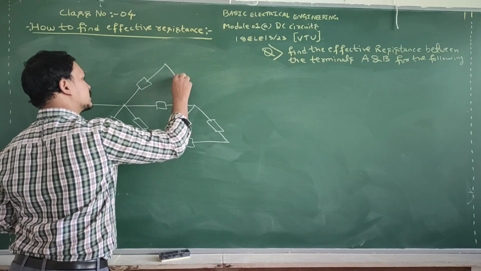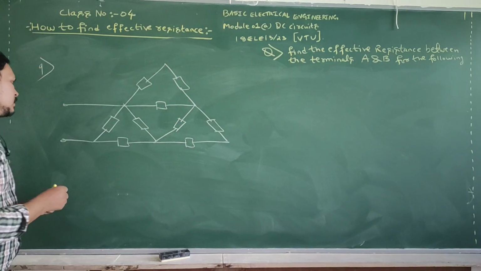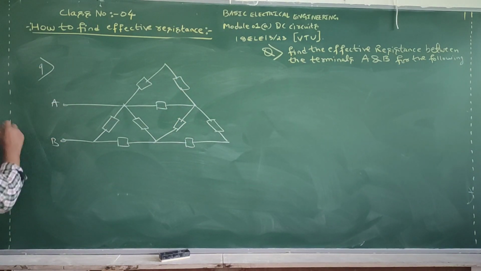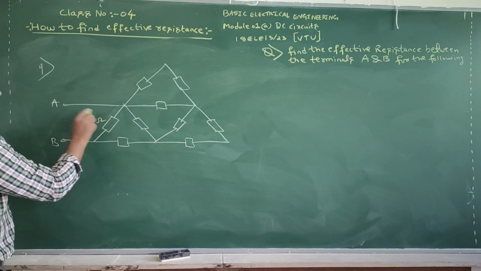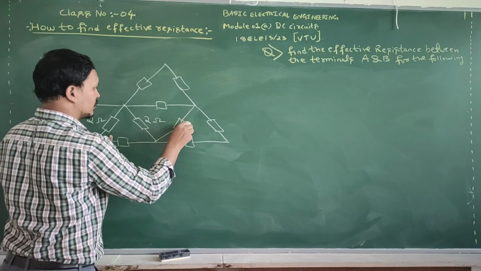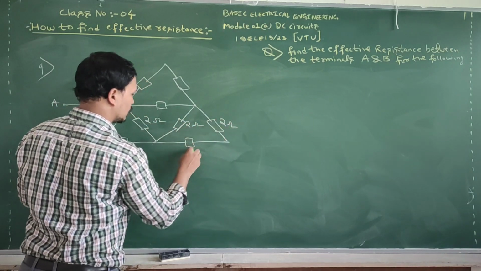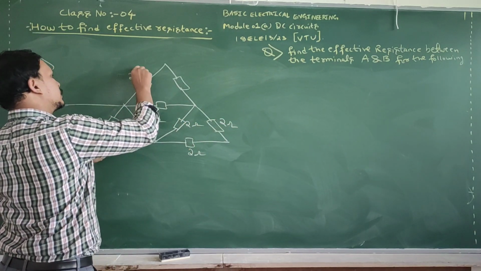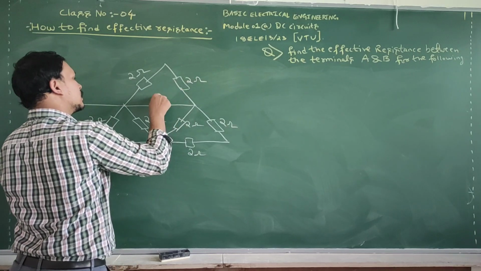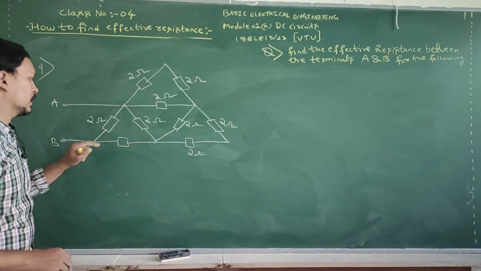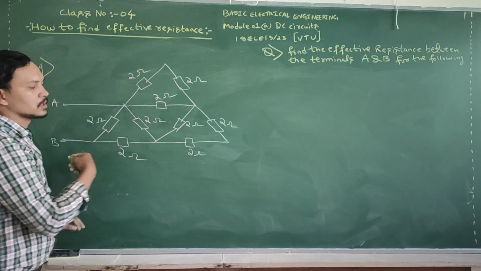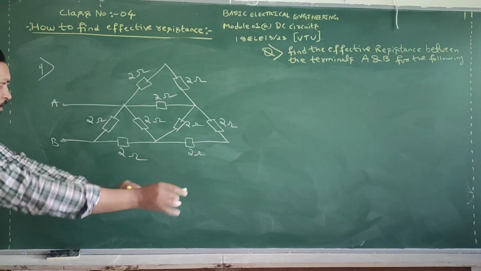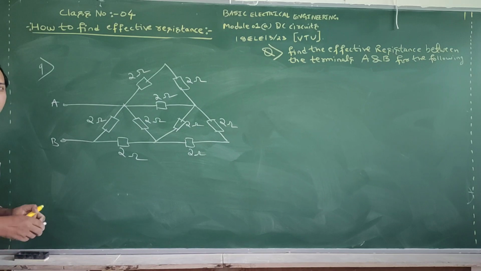Okay, now this is a different network. Okay, these are the terminals A and B. You should find the effective resistance between terminals A and B. So I'll give the values: 2 ohm, 2 ohm, 2 ohm, 2 ohm, 2 ohms, 2 ohms, 2 ohms, and 2 ohms. Okay, and finally this is also 2 ohms. Everything is 2 ohms only. Okay, find the effective resistance.